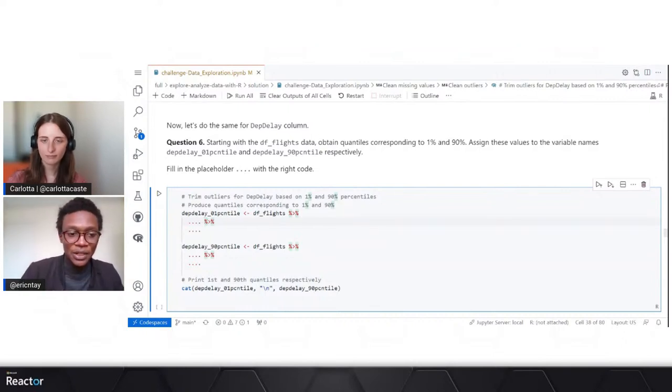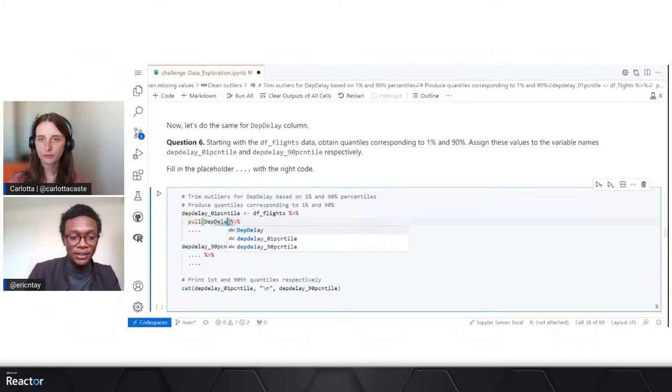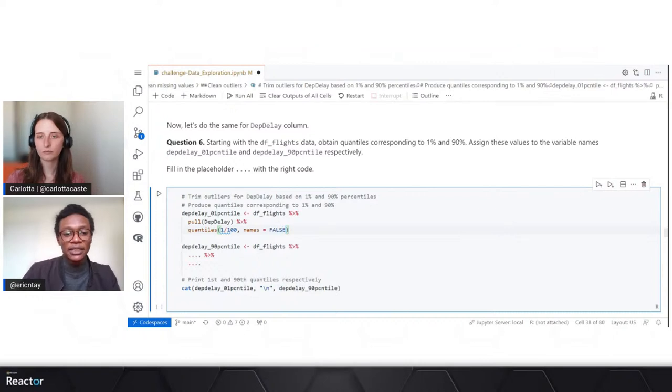This time, we want to extract the values in this column known as departure delay, the number of minutes a flight was delayed. And then we want to find the first quantile of the data. To do this, we use the quantile function. The quantile function takes in a probability that's 1/100. And then for easier printing, we just say names is equal to false.